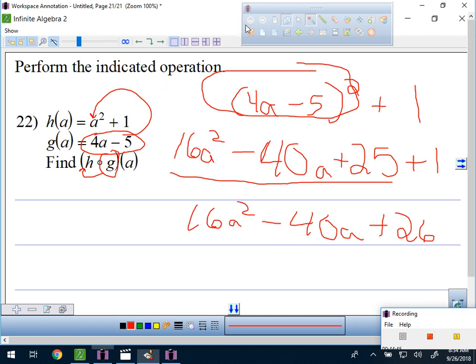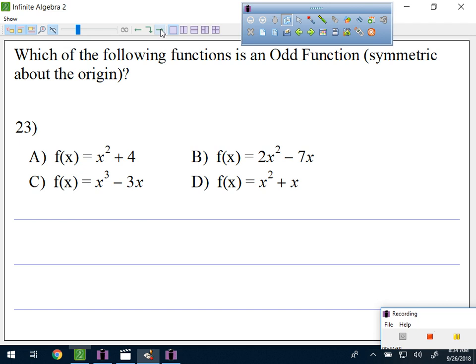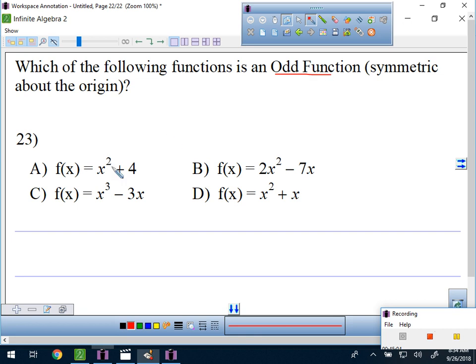All right, 23. For 23, what I have is which of the following functions is odd? And if you notice, I've got 4 answer choices. So it says symmetrical about the origin. Let me recap that with you. Remember, it's even if you get exactly the same. It's odd if you get exactly the opposite. It's neither if you get neither one. Now, what do you mean by if you get exactly the same? You plug in negative x.